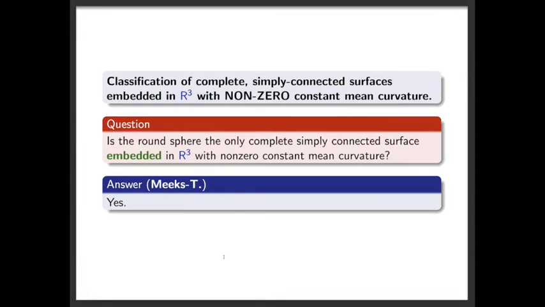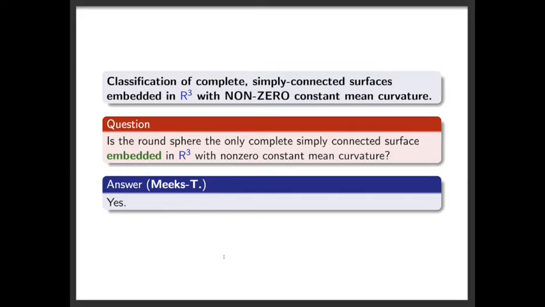So then we can ask the same question about non-zero constant mean curvature surfaces. The question is: is the round sphere the only complete, simply connected surface embedded in R3 with non-zero constant mean curvature? And the answer is yes. And this is a result that I proved with Bill Meeks. You can ask the question a different way. You can say, can you embed a complete, simply connected surface in R3 with non-zero constant mean curvature and get something which is different from the round sphere?